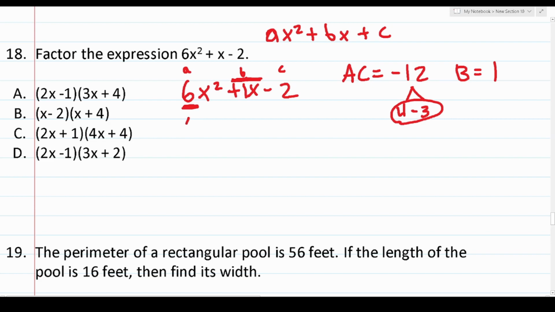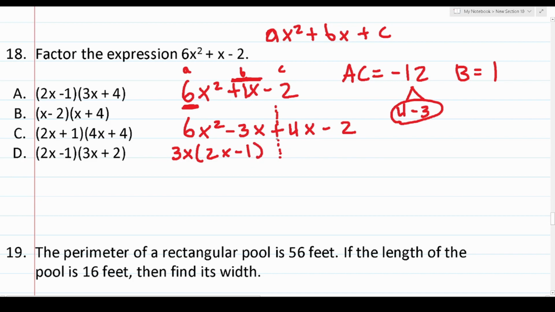Now I'm going to rewrite this as 6x squared. Again, I'm replacing this 1x with this 4 and this 3. So I'm going to put -3x plus 4x minus 2. Now we're going to factor this via grouping. Again, when you factor by grouping, you kind of imagine that this equation is split into two parts, notably 6x squared minus 3x and 4x minus 2. Let's pull out a common factor from this first part, and we should be able to see that we can pull out a 3x, which leaves us with 2x minus 1.